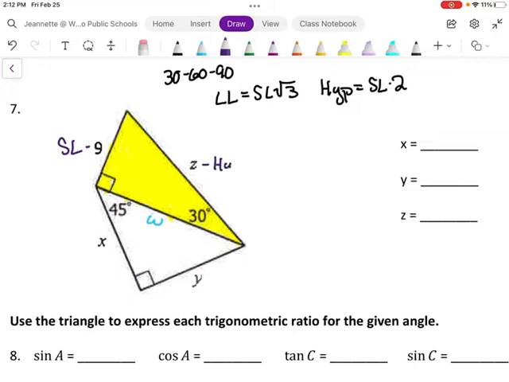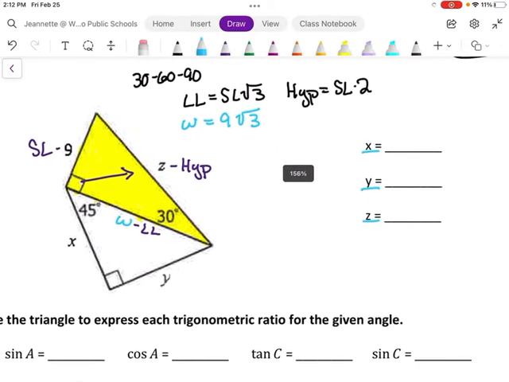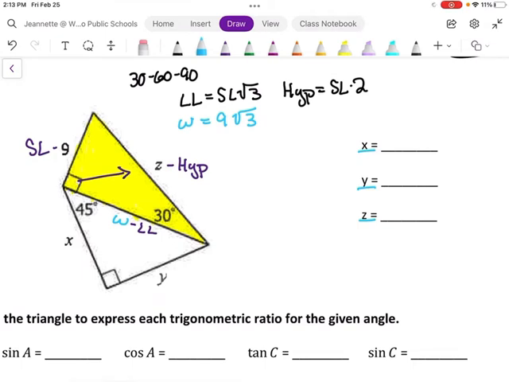So I'm going to start by labeling. We have our short leg, our hypotenuse because it's opposite of that 90-degree angle, and our long leg here. So let's start solving. Our long leg is represented by W. Our short leg is 9. Square roots of 3. Now that's not one of my final answers, but it will still help us later, so that's why we found it.